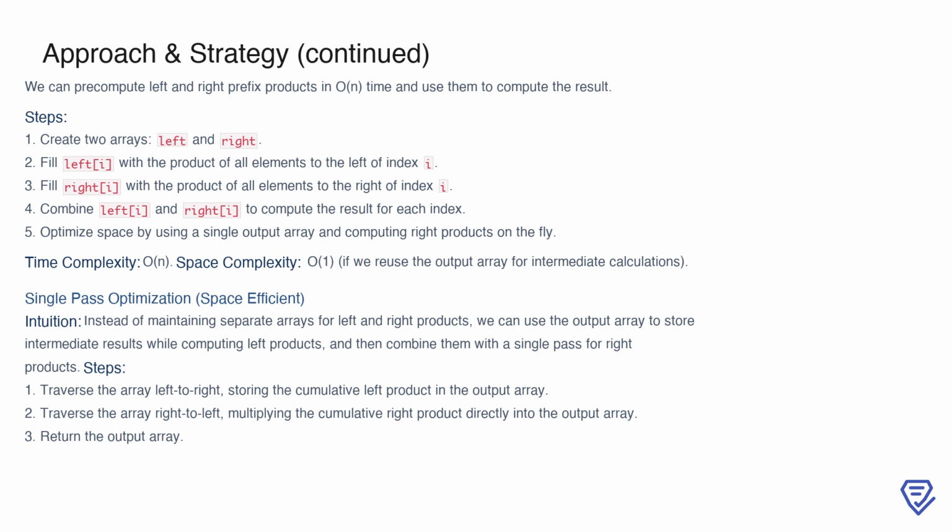To further optimize space, we can eliminate the use of separate left and right arrays by utilizing the output array itself for intermediate calculations. This way, we compute the left products in a first pass, and then traverse the array in reverse to incorporate the right products directly into the output array. This approach not only reduces space complexity to 0, but also maintains the clarity and efficiency of the algorithm.